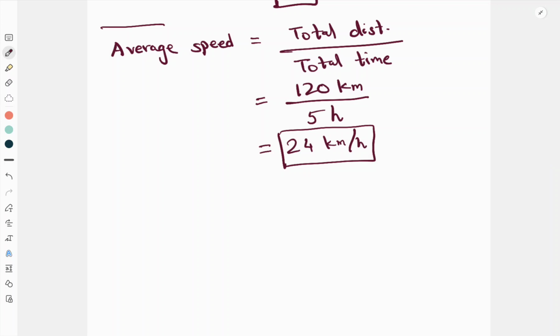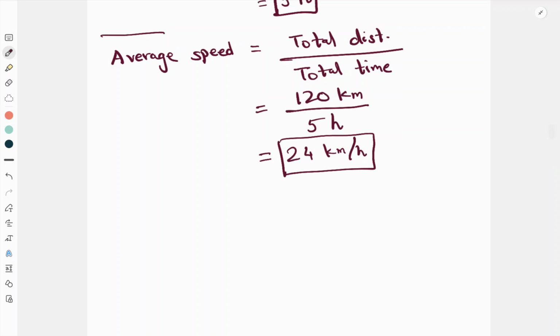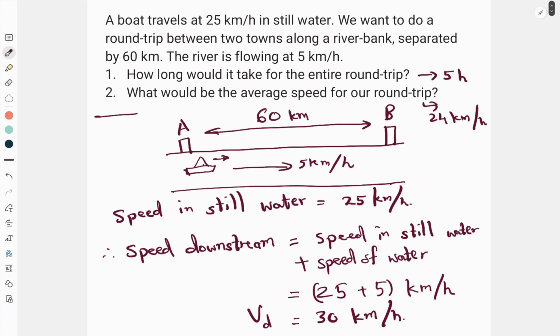So the average speed is not equal to the original speed of the boat in still water, and it is slightly less than that. It is always going to be less. Try to convince yourself. And so, for example, what happens if we take more extreme examples? What if the speed of the river is equal to the speed of the boat in still water? So in this example, what would happen if the boat is moving at 25 kilometers per hour in still water, and the river is also flowing at 25 kilometers per hour? What would happen in that case? Try to see what would be the average speed and how long it will take for the round trip and so on. Okay, that's it.